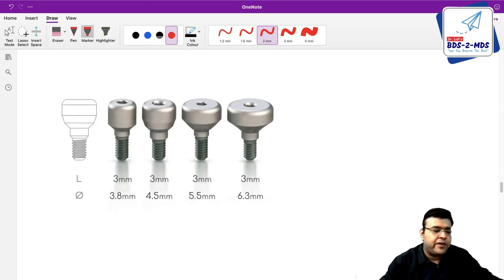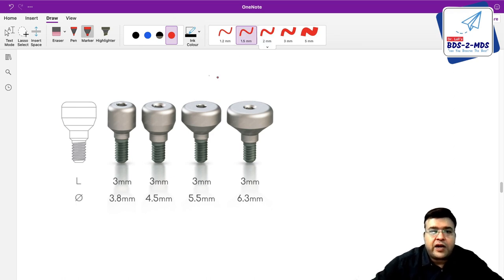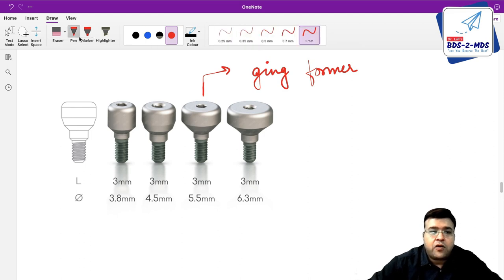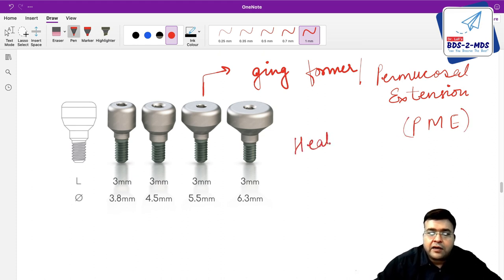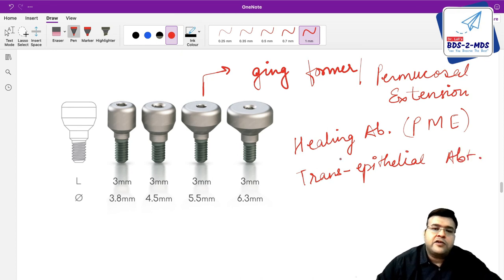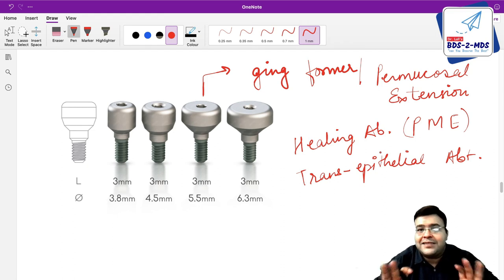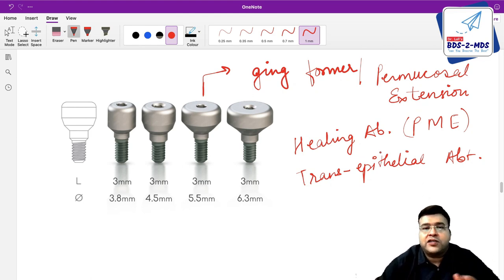Now what you see in this diagram here is a bigger screw, which is called as the gingival former. The gingival former is also called as permucosal extension, PME. This is also called as a healing abutment, also called as transepithelial abutment, right? So these are the different terms, so don't get confused when in MCQs they ask you what is a gingival former, what is a healing abutment. All these things are the same. That is why I have given you all these different names, because in MCQs they will shuffle these names and you get confused as to which name is for which component.